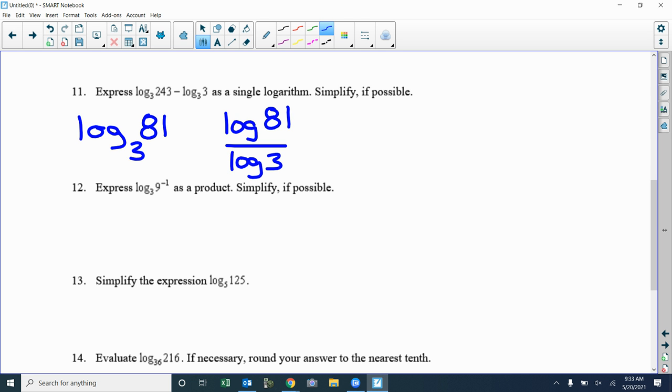Probably the option that most of you are going to be interested in. You could also write it as log base 3 of 3 to the 4th power. And then you know that would be 4 log base 3, 3. Remember what log base 3, 3 is? 1. So the answer is 4. Yeah, 243 divided by 3. You can put the whole thing in your calculator, it would work too.